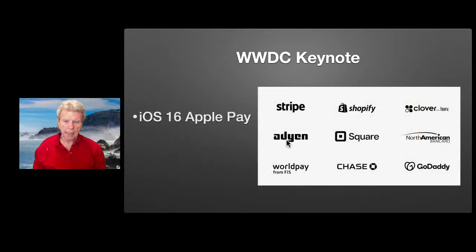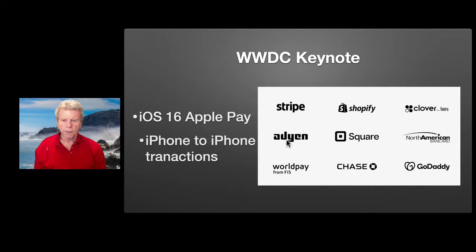So in Apple Pay, you can now do iPhone to iPhone transactions. In other words, you won't need some kind of a terminal to either accept payments or make payments. And this will operate with many of the payment companies that you may be familiar with, such as Stripe, Shopify, Square, and Chase Bank, and a couple others here that you may not be as familiar with. And I'm sure this list will be expanding over time.